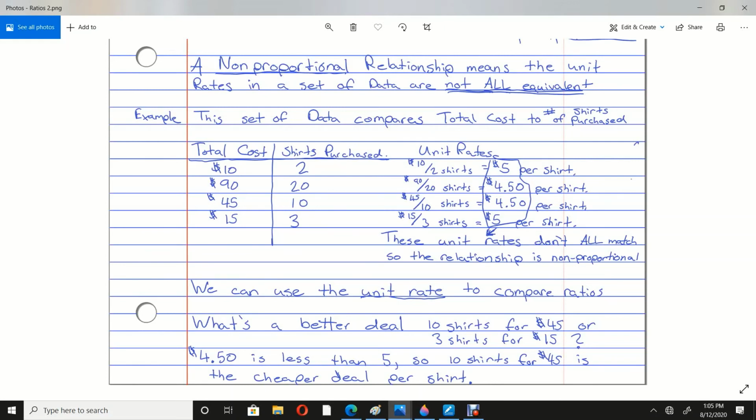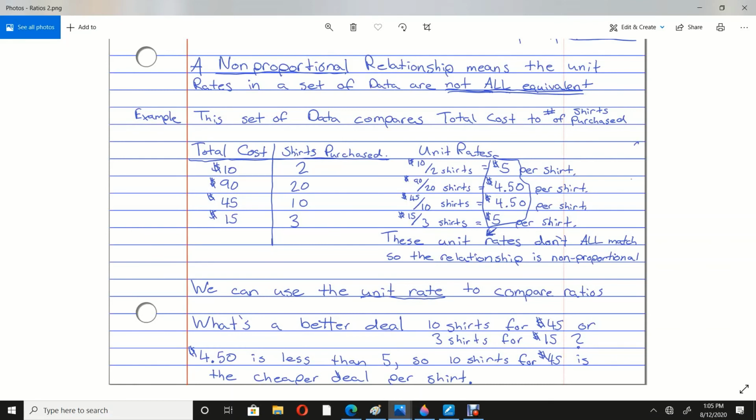Okay. So again, I'm using my example from above. This data set compares total cost to the number of shirts. It's the same deal, only the numbers change a little bit. So here, 2 shirts cost $10, 20 shirts cost $90, 10 shirts cost $45, 3 shirts cost $15. So we come over here, we do the unit rate comparison. $10 divided by 2 shirts, that's $5 per shirt. But $90 divided by 20 shirts gets me $4.50 per shirt.